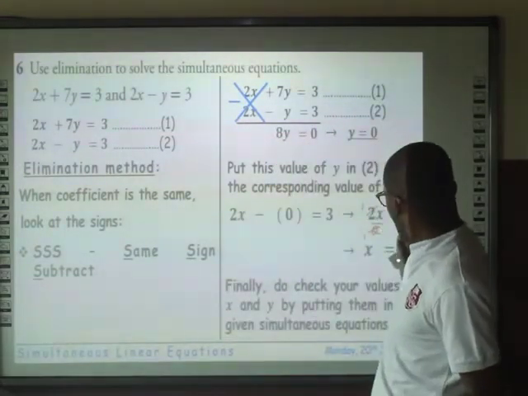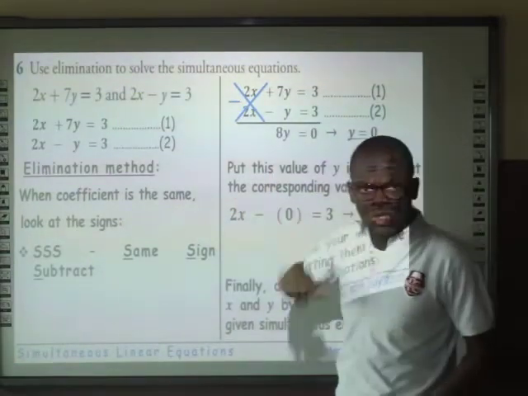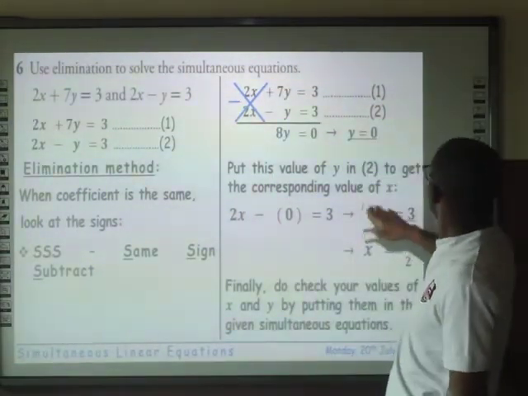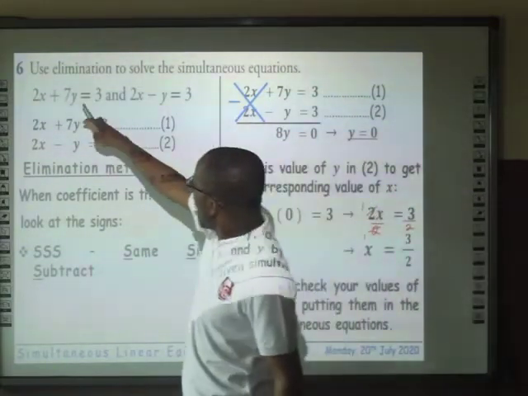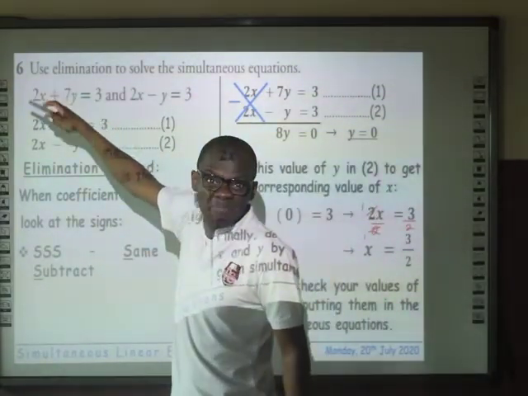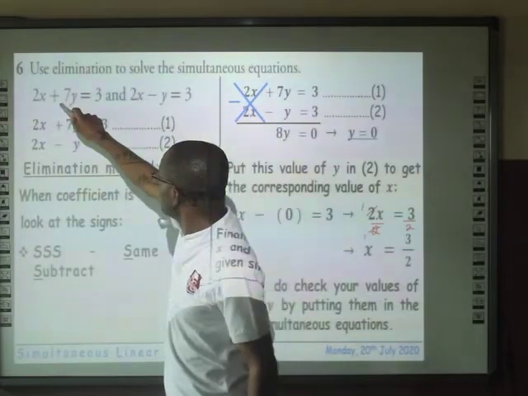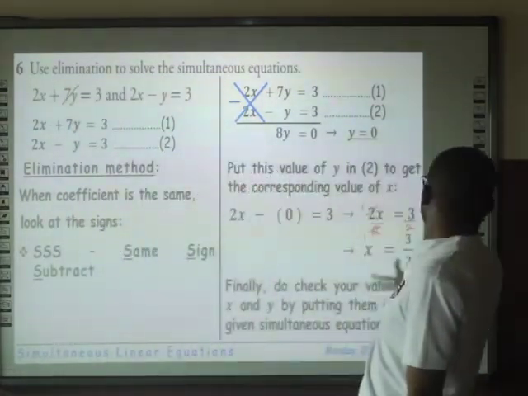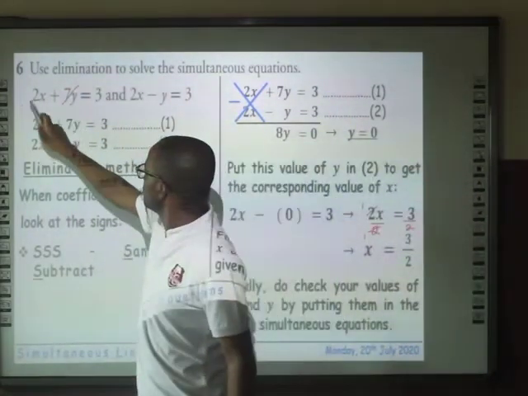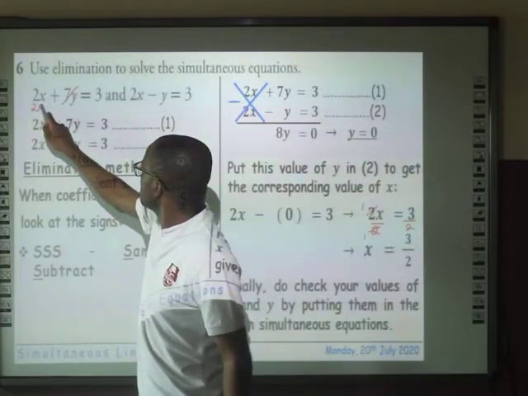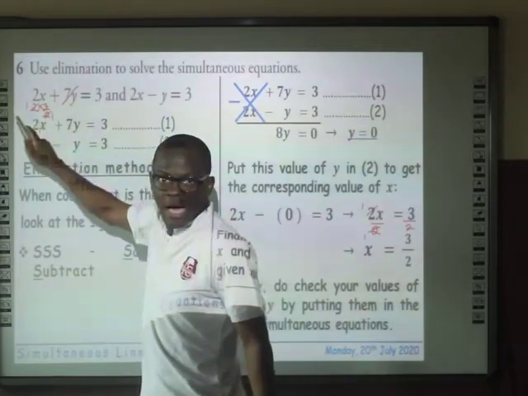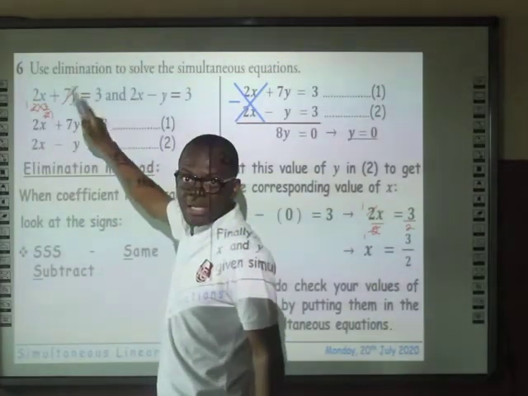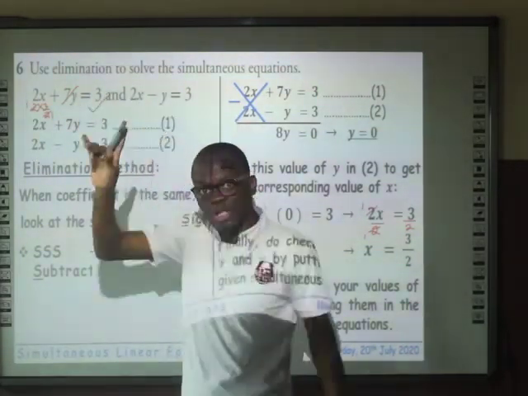So let's put these values of x and y into the equation, just to be absolutely sure that they are indeed correct. So when x is 3 over 2, y is 0. When y is 0, that goes. X is 3 over 2. So what is 2 times 3 over 2? This 2 cancels with that 2, and you have 3. So it's correct for equation number 1.